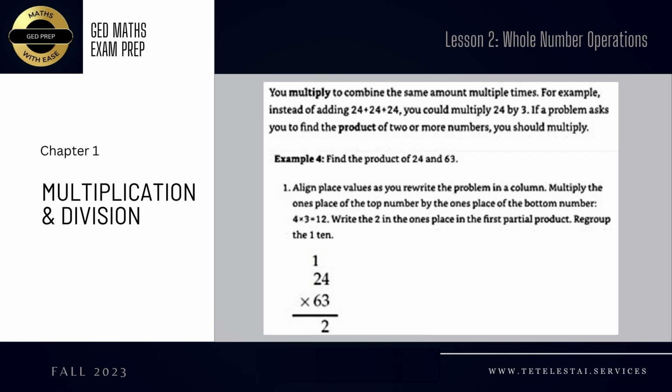So once you've multiplied 3 by 4, you move over, we're still working with 3, you move over to the tens column, and you want to multiply 3 by 2, okay, which will give you 6. And then you need to add the 1 that you've carried over, and you would write down 7, okay?